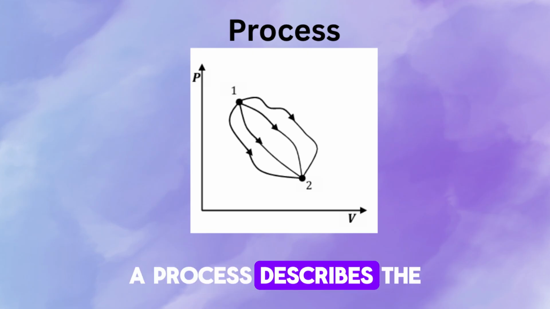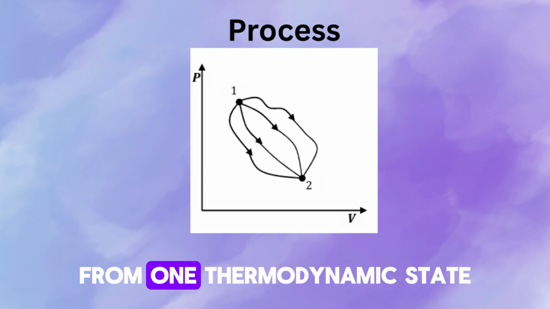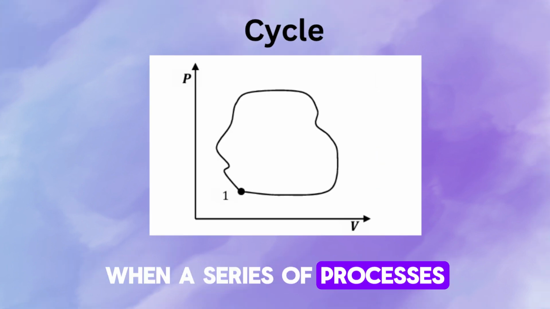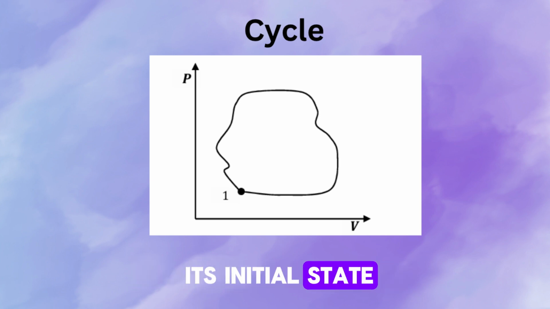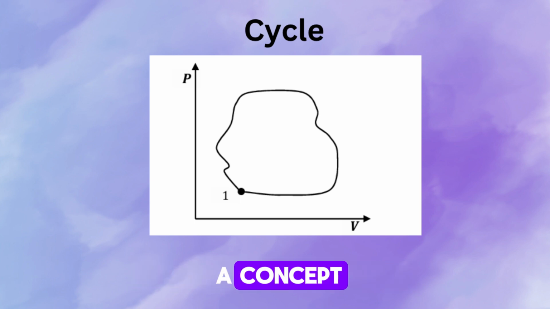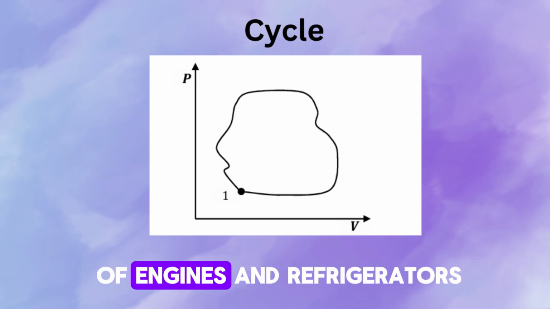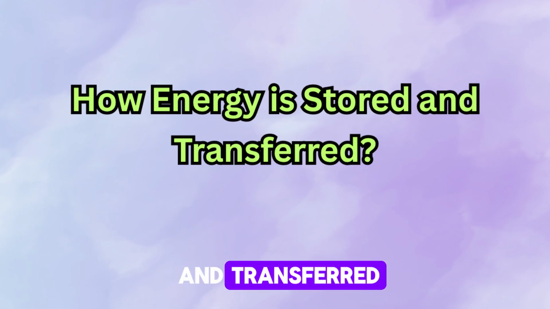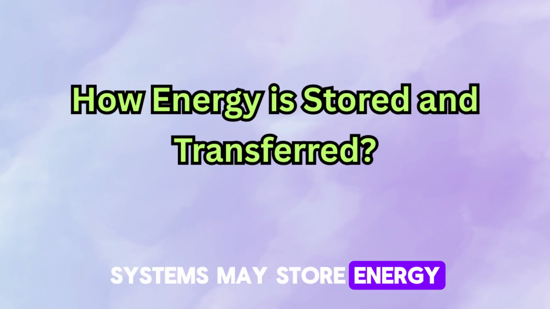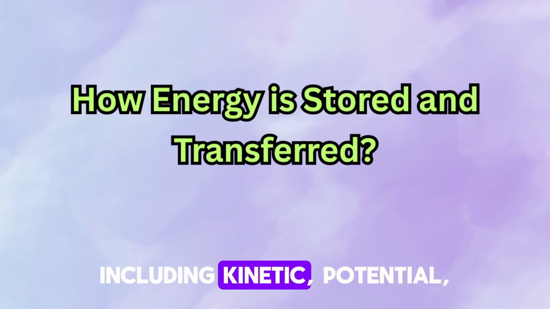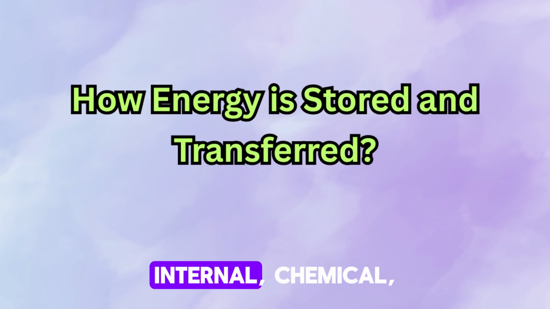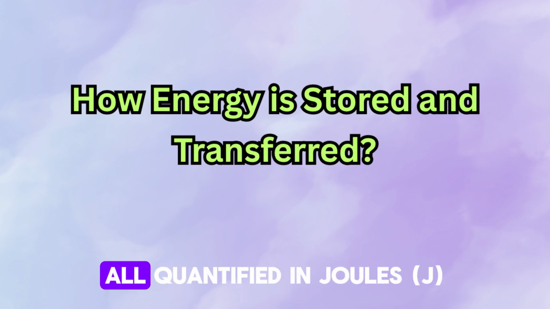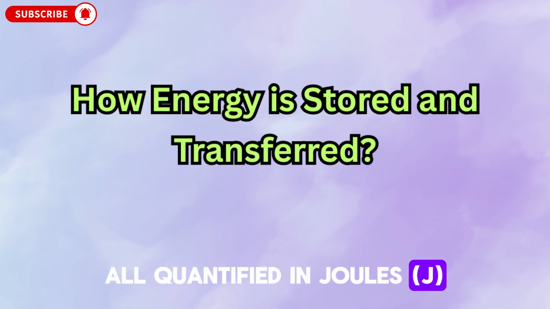Processes and cycles. A process describes the transition of a system from one thermodynamic state to another. When a series of processes returns the system to its initial state, it forms a cycle, a concept critical in the operation of engines and refrigerators. How energy is stored and transferred. Systems may store energy in various forms, including kinetic, potential, internal, chemical, nuclear, and electromagnetic energy, all quantified in joules (J).